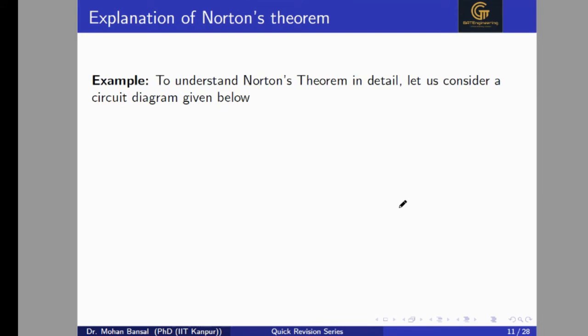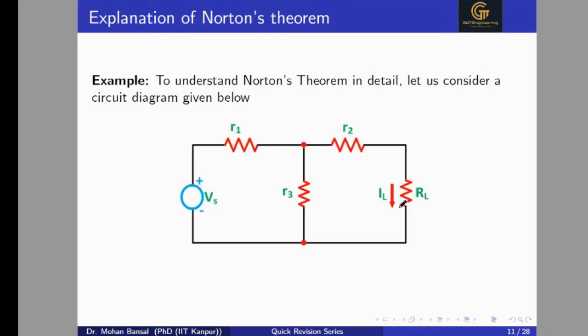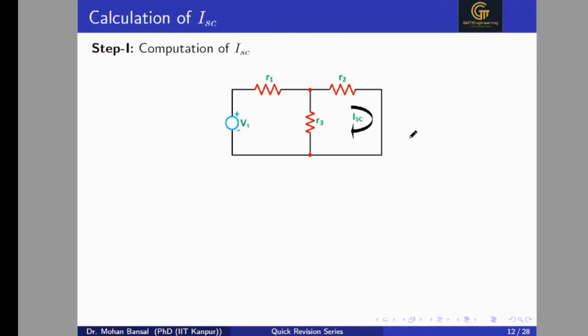Now we'll solve one problem here. This is the example given. In this problem, we have to draw the Norton's equivalent diagram for this circuit diagram across this terminal. This is our load terminal, IL, RL. So we'll simplify this for computation of the IN or ISC.